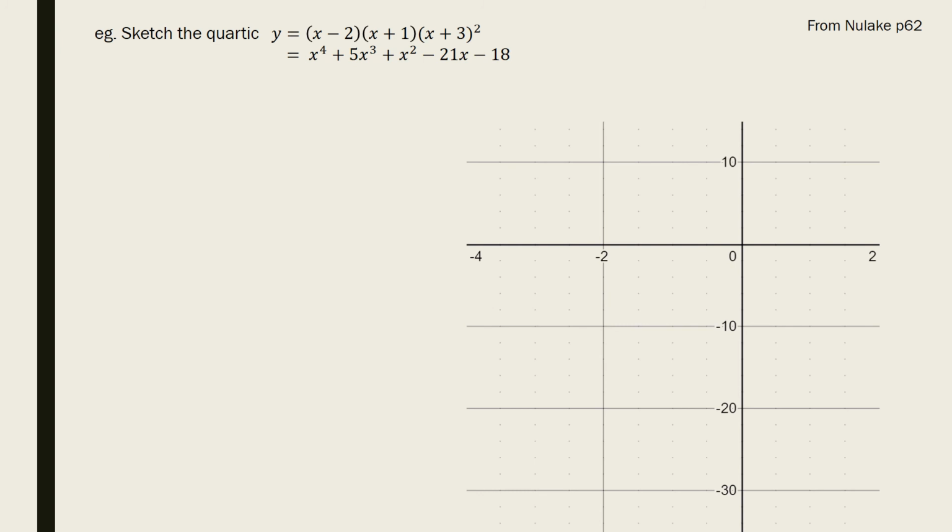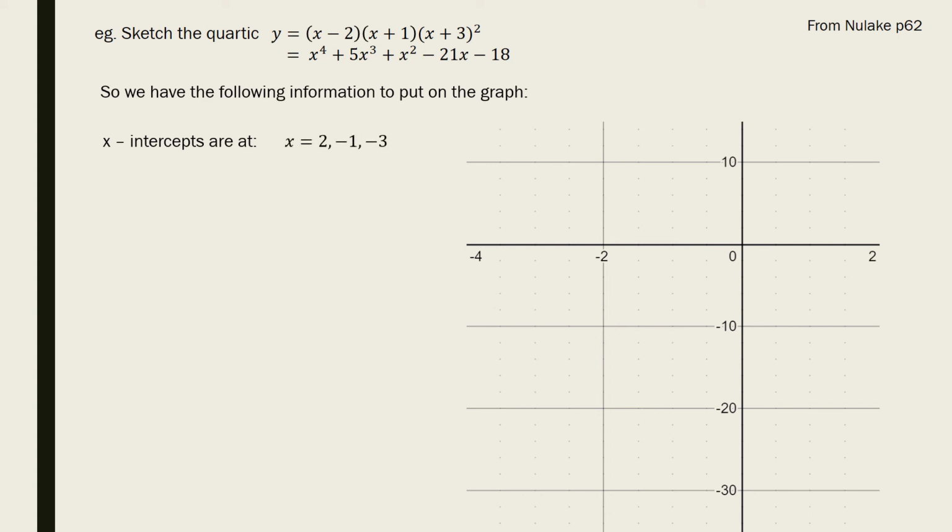So what we're doing is using the information that we've got, and we're going to put this information on the graph. X-intercepts are at 2, negative 1 and negative 3. So there's our 3 x-intercepts where it crosses the x-axis. Our y-intercept is at negative 18.